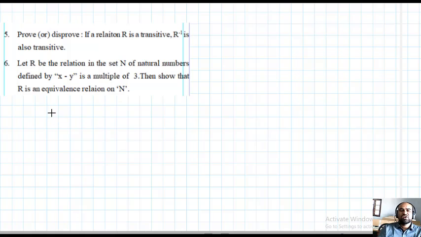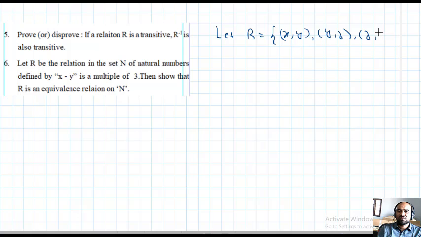Okay students, our next interesting problem. Prove or disprove: if R is transitive, then R inverse is also transitive. Let R be taken as (x,y), (y,z), (x,z). See, clearly R is transitive: (x,y), (y,z), then (x,z). Observe, so R is transitive.